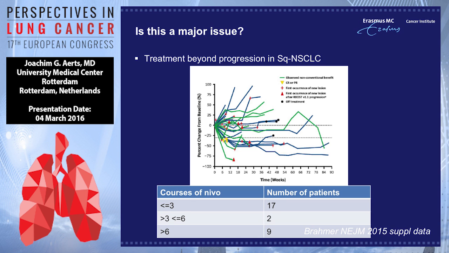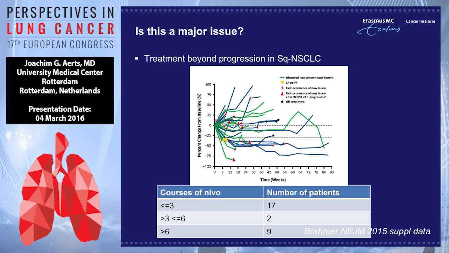patients who are treated beyond progression, and then they gave the number of cycles of nivolumab they were treated with. So there were 28 patients treated with nivolumab after RECIST progression. And what you can see here is that 17 of these patients were only treated with 3 or fewer courses. So that means that they had a progression, they were continued on treatment, but then after re-evaluation it was stopped.